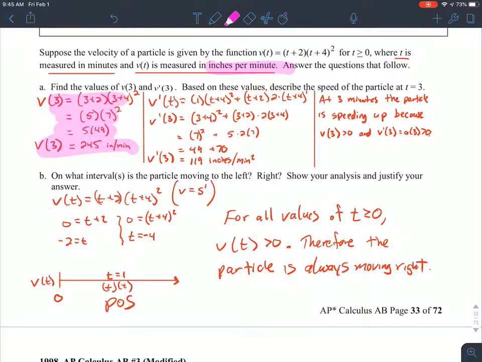Find v prime. We've got to find the derivative. To find this derivative, we have to use product and chain rule. Derivative of the first times the second plus the first times the derivative of the second. And for that second, we're using a chain rule. If you put 3 in for that, we are going to get 119 inches per minute, not squared, just per minute. No, I'm sorry, that is per minute squared, because this is the derivative of velocity, which means this is the same thing as acceleration.